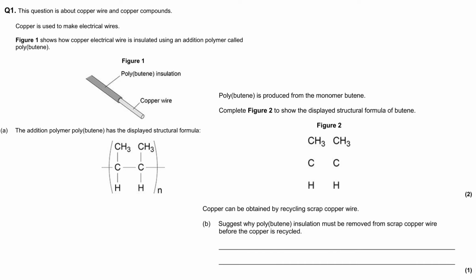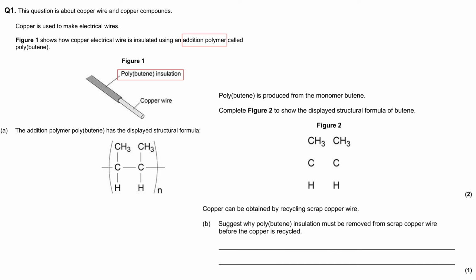This question is about copper wire and copper compounds. Copper is used to make electrical wires, and the diagram shows how electrical wires are insulated using an addition polymer called polybutene. You can see this is a dark grey on the diagram, and the copper wire runs through the inside of this, and they've taken the polybutene off some of the copper wire just so you can see that there is copper wire on the inside.